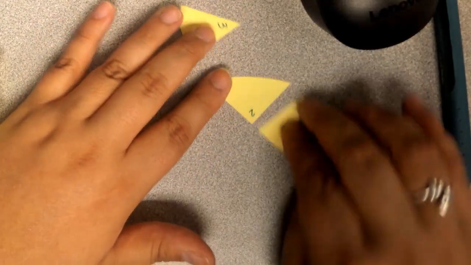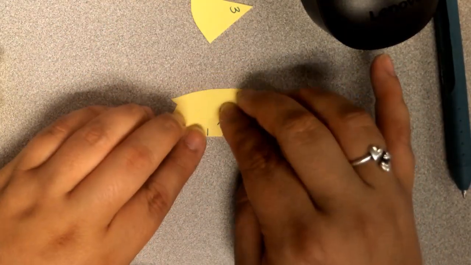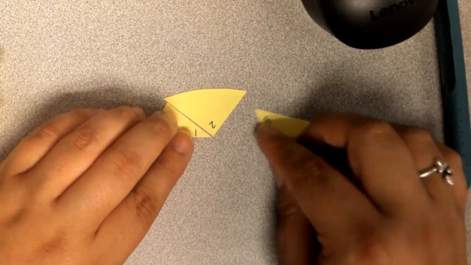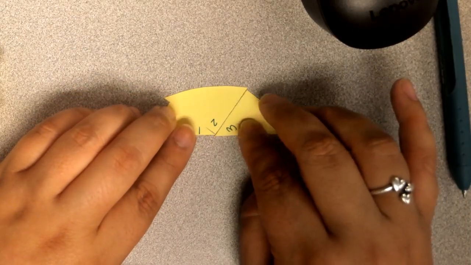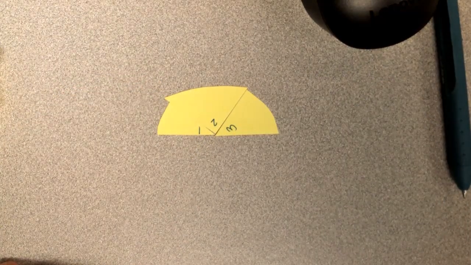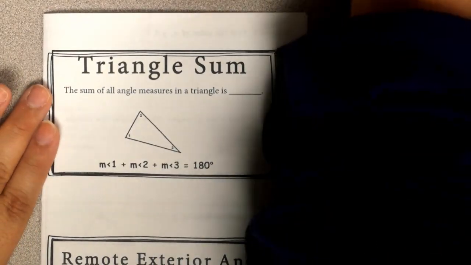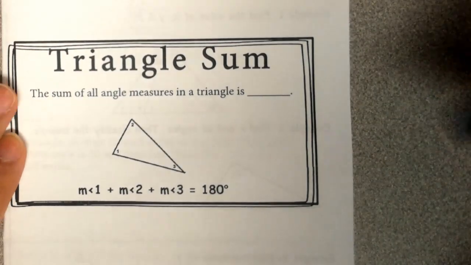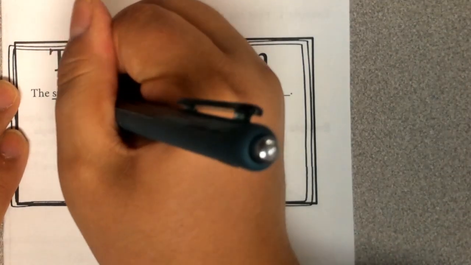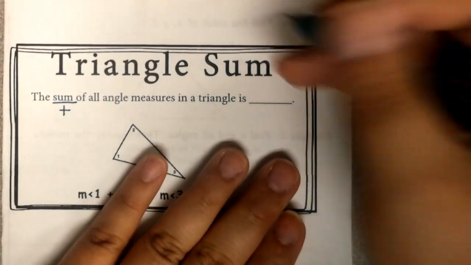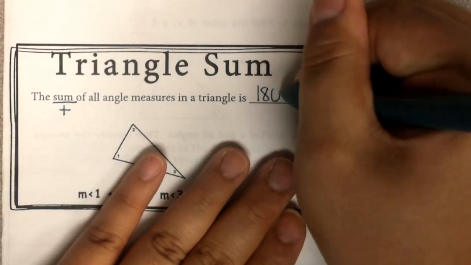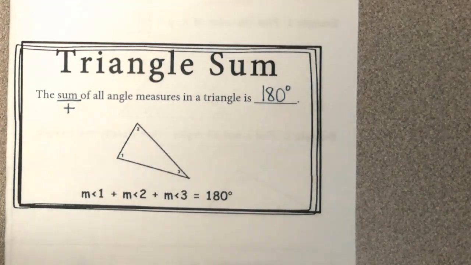Put them together. It really should not matter what order you put them together in. And do you agree I still, again, have created a line? That will always work. Why will that always work? When you add up all angles of a triangle, you get 180, which is what we are going to be doing today. So the sum, remember sum means adding, of all angles of triangles is 180 degrees.